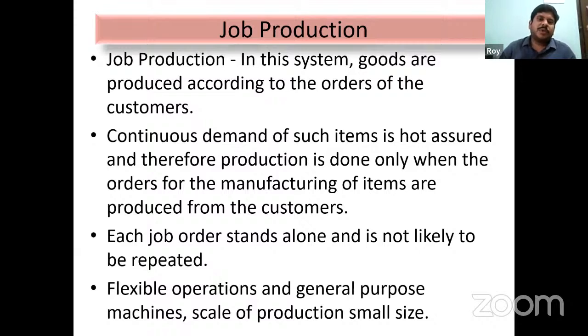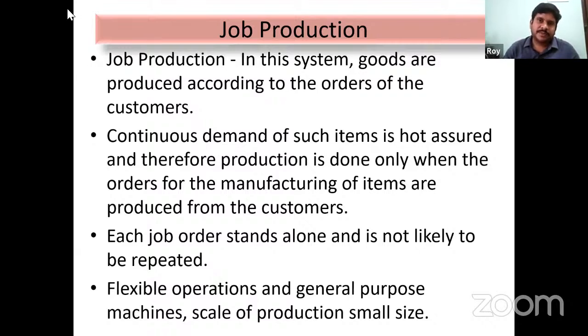Third point, each job order stands alone and is not likely to be repeated. This is the major cause for the lesser production. If I order with some specification, with some kind of tag or some technical specifications or physical specification, some design or some letters or some images, whatever, based on the type of product, definitely my order, the same order, another person may not give that, right?